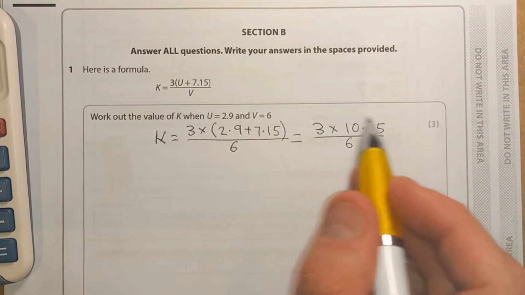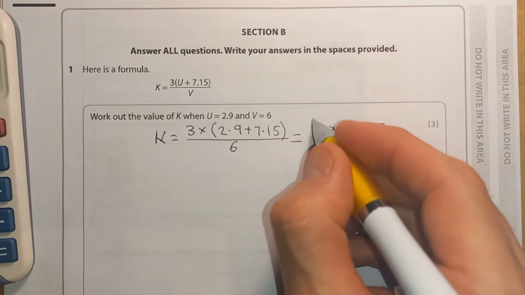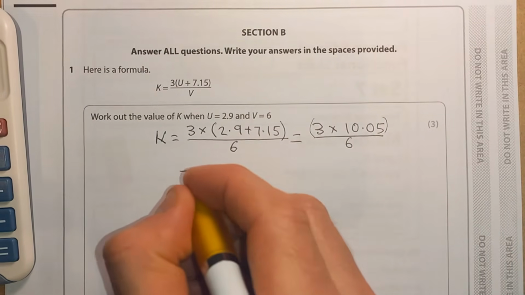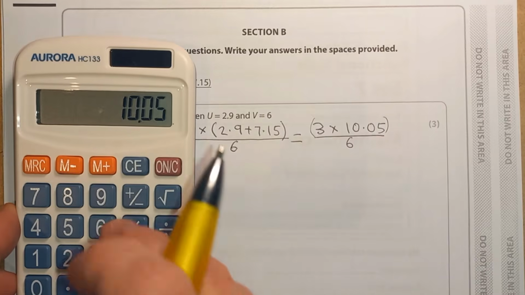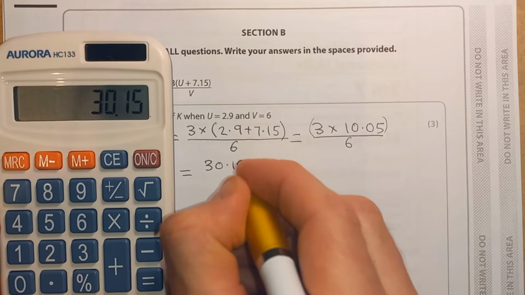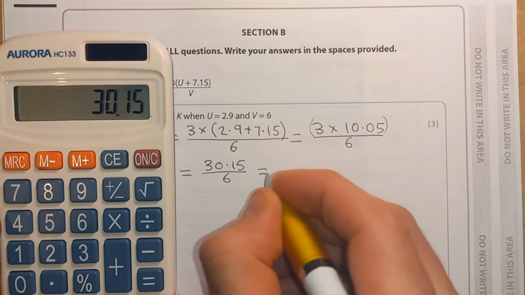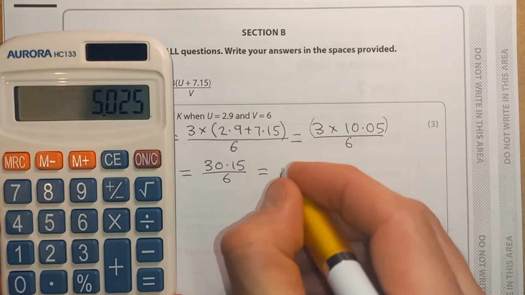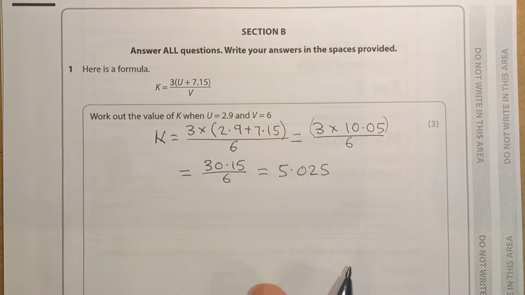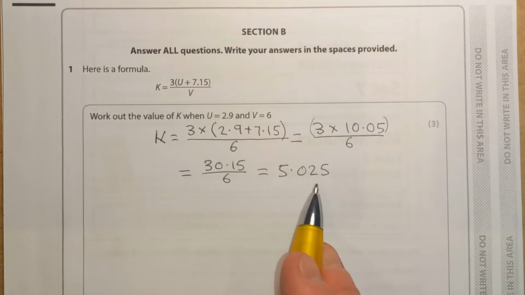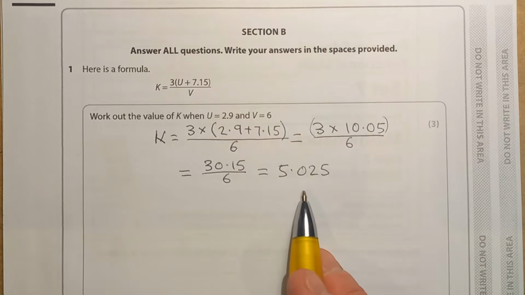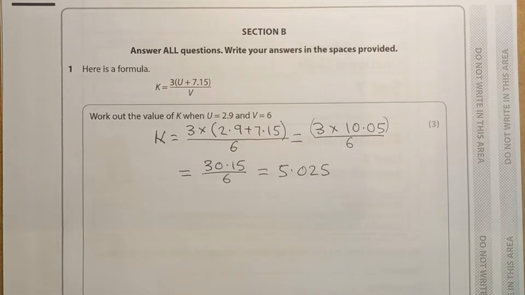Now also, because this is on the top of the fraction, it's almost like there are invisible brackets around this as well, so we need to do all of the top first. If we multiply this by 3, we get 30.15, and that's still divided by 6. Now we divide it by 6, and we get 5.025. Now I've made sure I wrote down every step. You don't have to write every step, but I think it's really helpful, especially if you do make a mistake. This way you'll still get working marks because you've shown that you know what to do, even if you've made a little slip along the way.